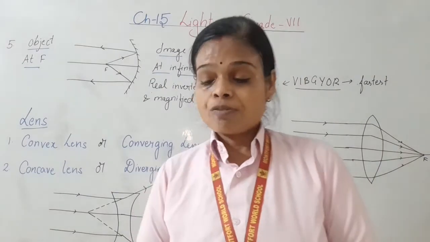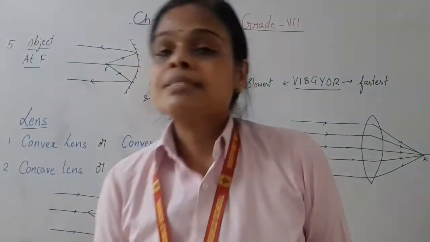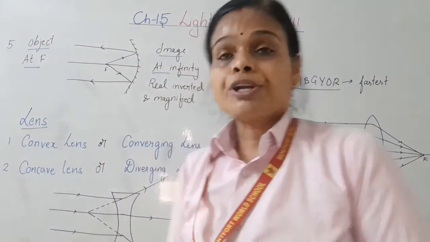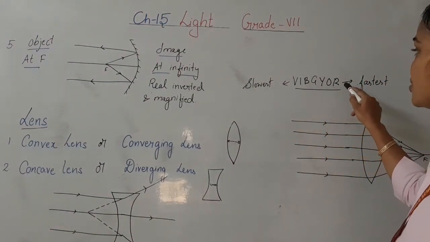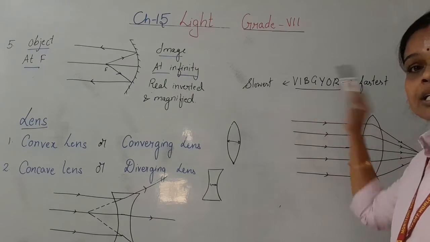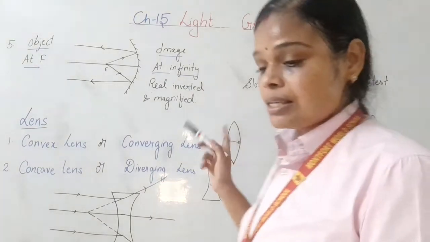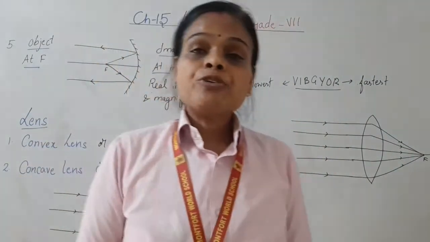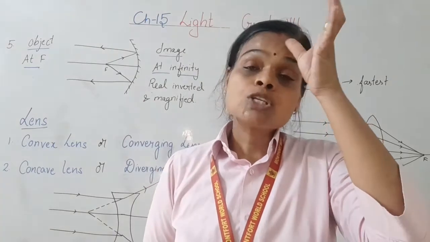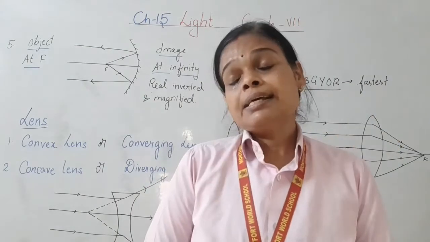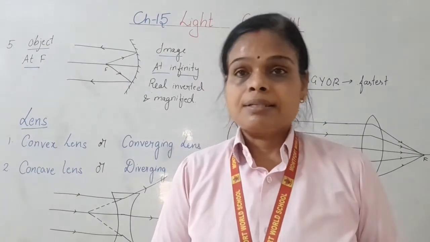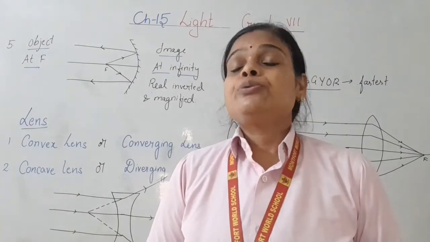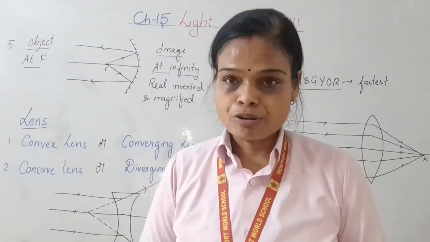This rainbow consists of 7 colors. These 7 colors are according to VIBGYOR, that is violet, indigo, blue, green, yellow, orange and red. You might also have seen soap bubbles, which also contain different colors. So our white light consists of 7 colors. This splitting of white light into 7 colors is called dispersion of light.